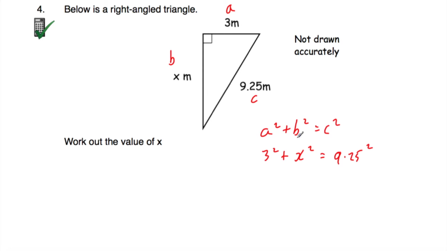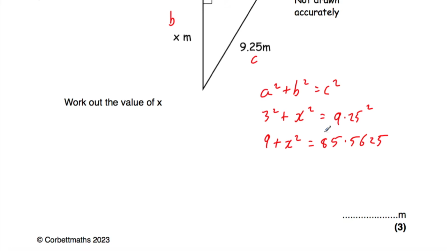Now, this is a calculator question, so that's quite nice. We can work this out on our calculator. So 3 squared is 9. So we've got 9 plus x squared equals, and 9.25 squared is equal to 85.5625. So we've got our equation, 9 plus x squared is equal to 85.5625. We now need to solve this equation. So let's take away 9 from both sides of the equation, to just leave us with the x squared on the left hand side. So we'll have x squared is equal to, and if we take away 9, that would give us 76.5625.